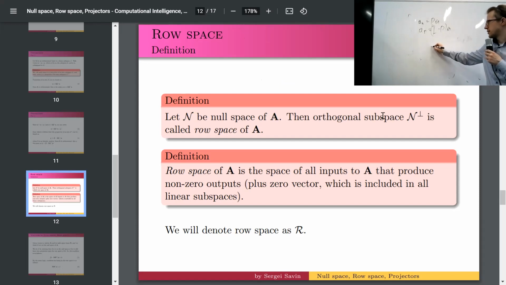Imagine you have an input X to the matrix A, and it is in the row space. You'll have output Y. Makes sense so far, right? Just definition. Now imagine you have input X_R plus X_N, where X_R is in the row space of A, and X_N is in the null space of A. This would also give me Y. Is that correct? Is it clear?